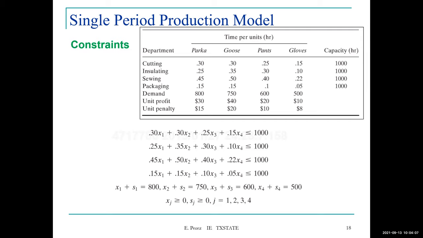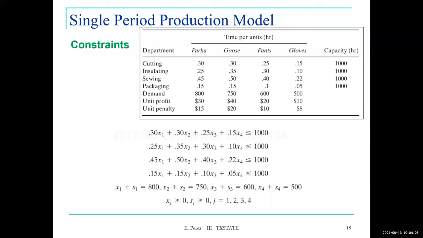All that summation in terms of the time for the cutting department has to be less than or equal to the 1,000 units of hours that I have. So that's my first constraint right here. I have to formulate that constraint for each one of the departments.